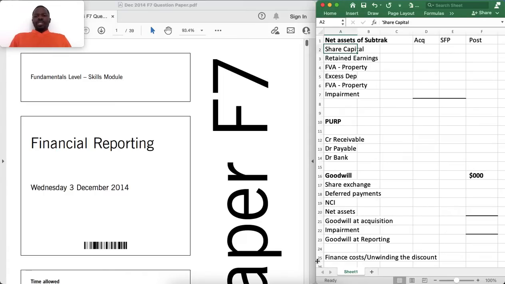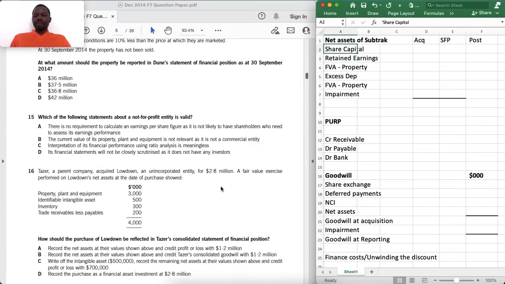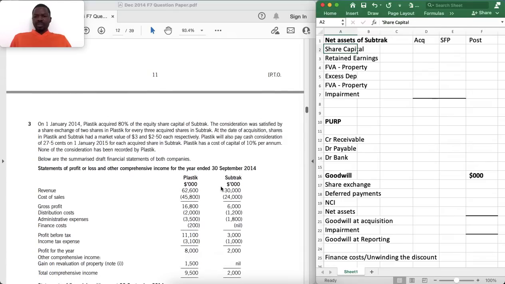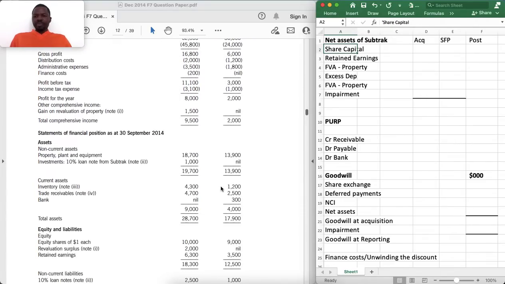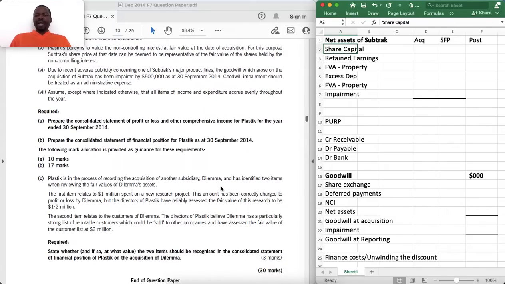Good day, viewers. In this session, we are going to cover question 3 from the December 2014 Financial Reporting F7 ACCA question paper. Let's go to the required section B, question 3. We are here in section B, question 3. We are going to only cover part A and part B of the requirement. We are not going to cover part C.